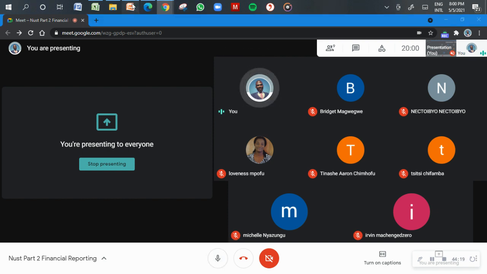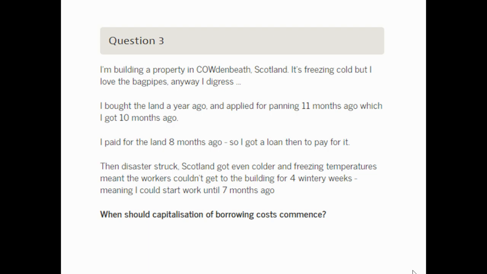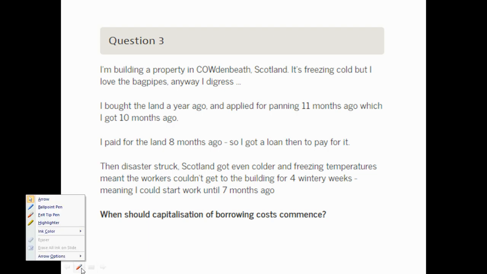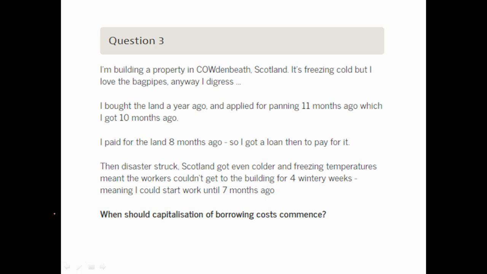Okay, so what is the answer? Any volunteer? I am building a property in Cowdenbeath, Scotland. I bought the land a year ago and applied for planning 11 months ago, which I got 10 months ago. I paid for the land 8 months ago, so I got a loan then to pay for it. The disaster struck and active construction stopped for 4 weeks. Then I only resumed the construction 7 months ago. When should capitalization of borrowing costs commence?